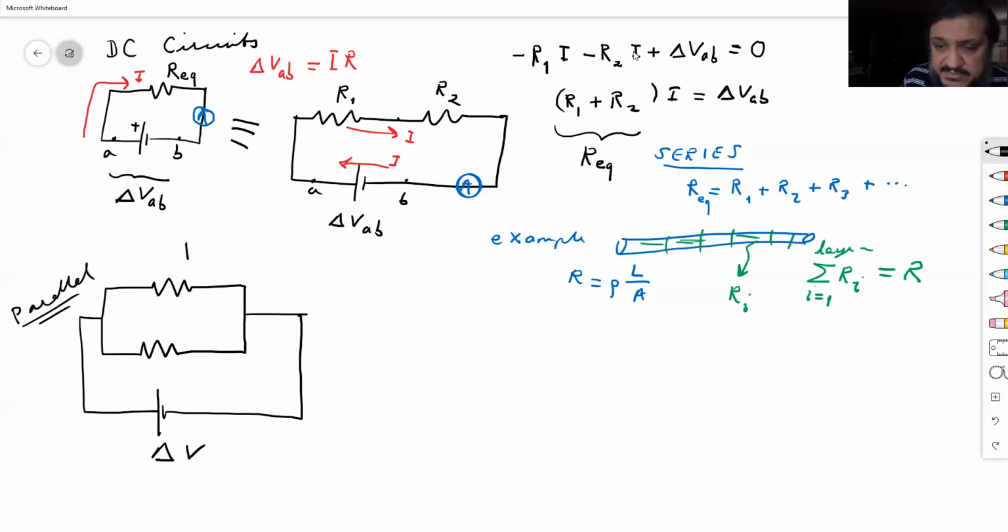Okay, let's name these R1 and R2. Is it possible to find a representation for these two and call it the new R, or REQ, just like this one? How am I going to find it mathematically in terms of R1 and R2, right?